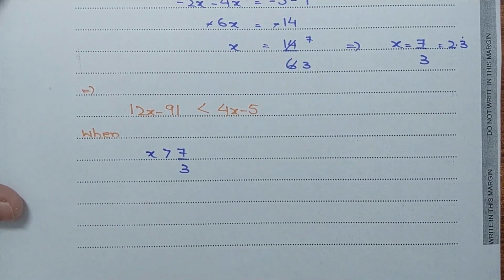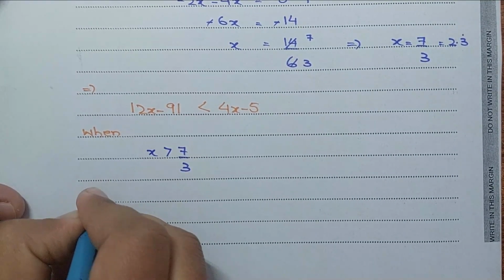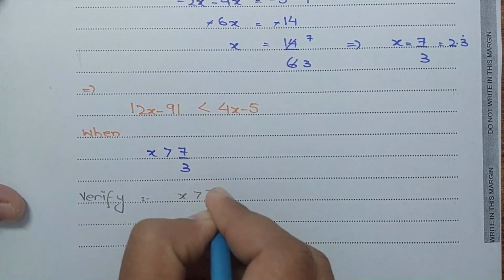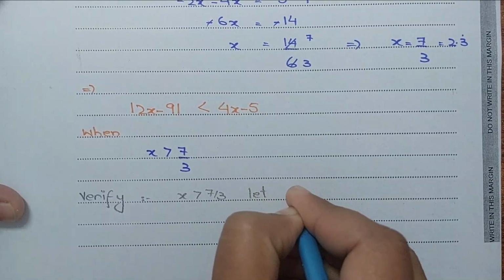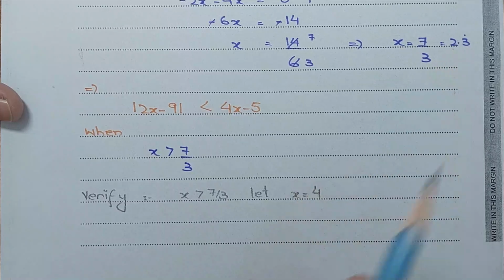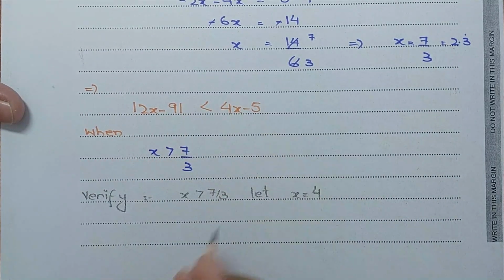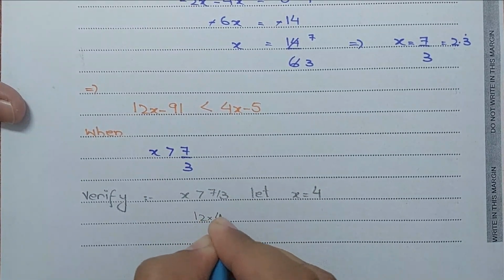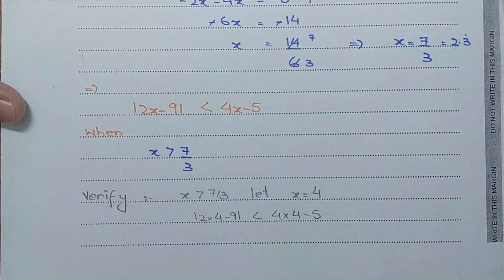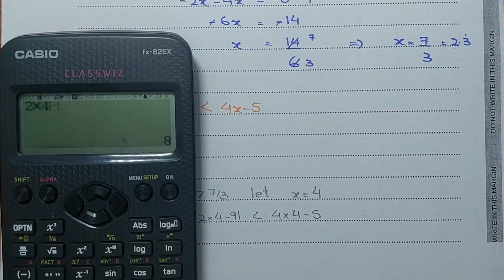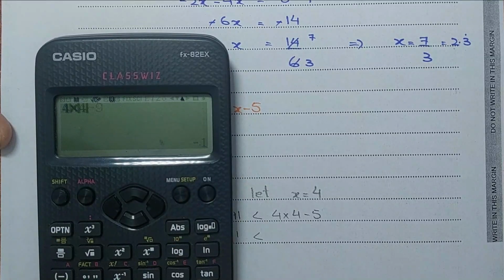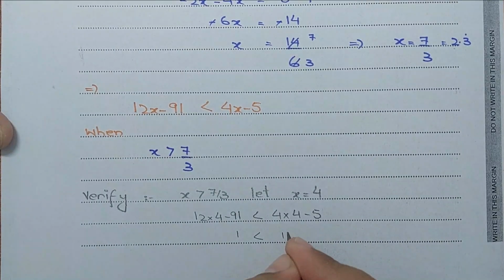Let me verify this. When x is greater than 7 by 3, we can verify. So let me pick a value which is greater than 7 by 3. We can say let x equal 4, because 7 by 3 is 2.3333, so we can take 4 and check the inequality: absolute of 2 times 4 minus 9 is less than 4 times 4 minus 5. Now 2 times 4 minus 9 is minus 1, so absolute is just 1, is less than 4 times 4 minus 5, which is 11, so 1 is less than 11, so this is true.